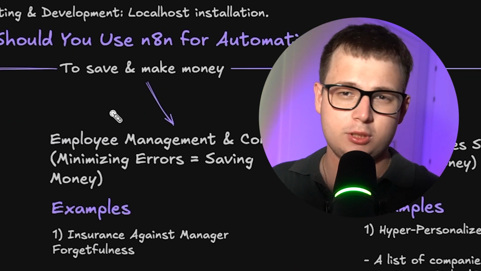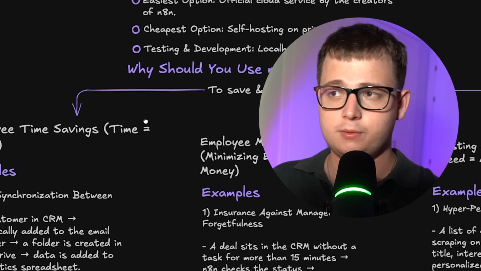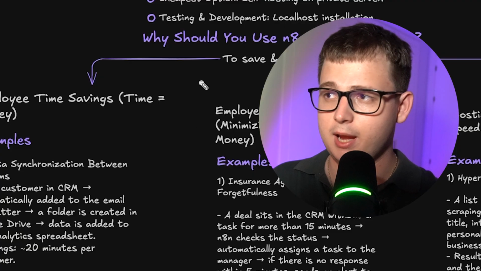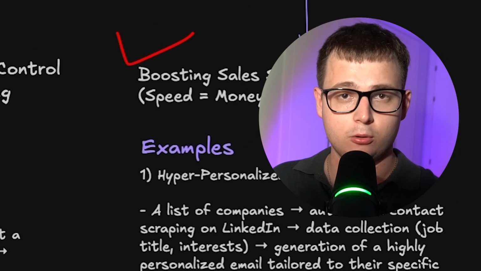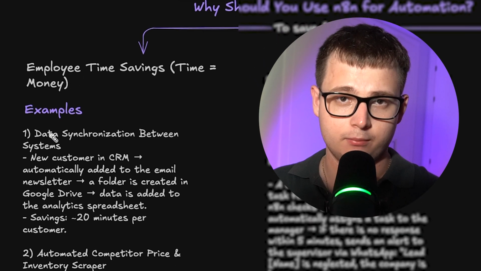Naturally, the most important thing for any business is to save its money and make even more, which is why I have divided the areas where automation comes in handy into 3 main groups. The very first category is saving employee time. Where is the money here? Time is money, of course.